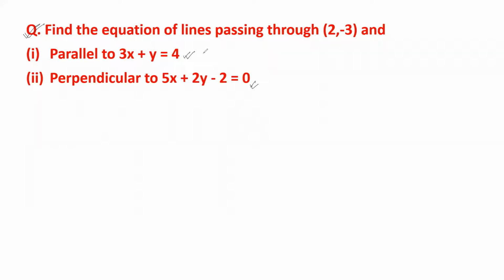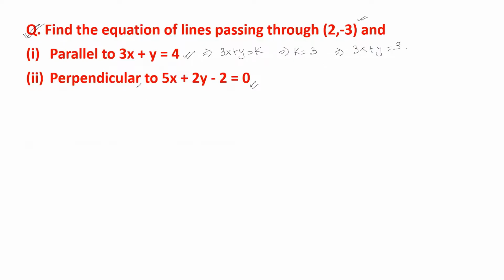We know that any line parallel to 3x plus y equal to 4 would be of the form 3x plus y equal to some constant, and this line is passing through (2, minus 3). So if we put the value of x as 2 and y as minus 3, k would be 6 minus 3, that is 3. So the equation of the line parallel to 3x plus y equal to 4 and passing through the point (2, minus 3) would be simply 3x plus y equal to 3.